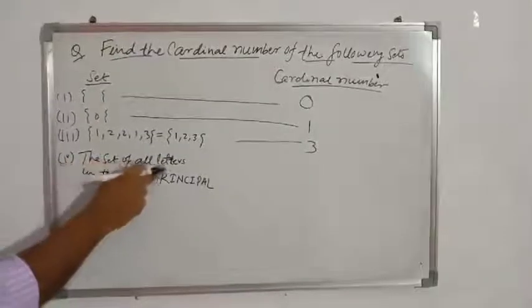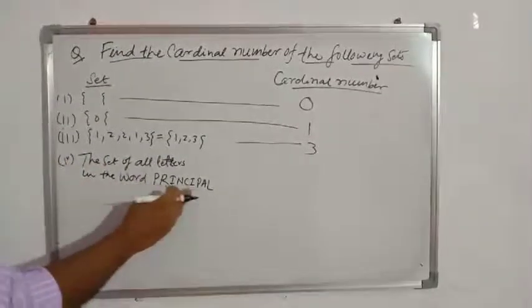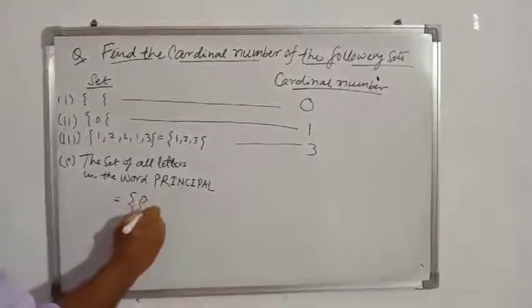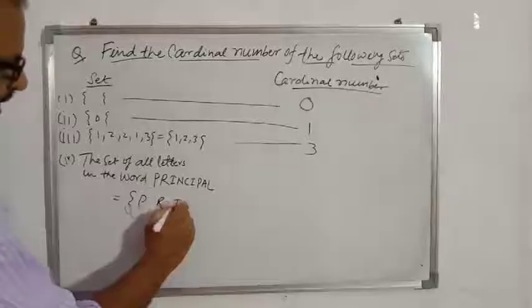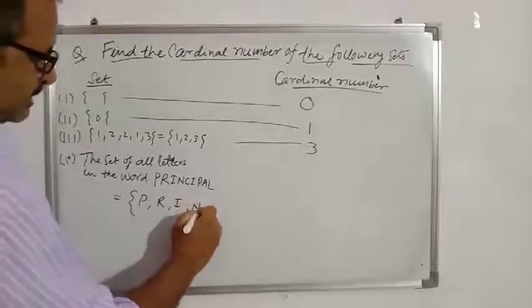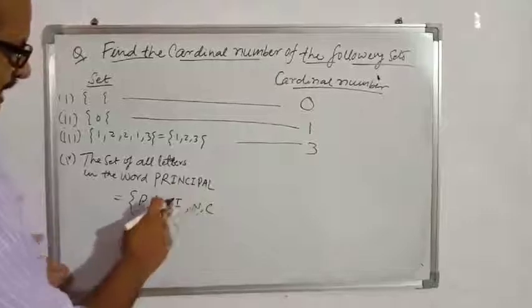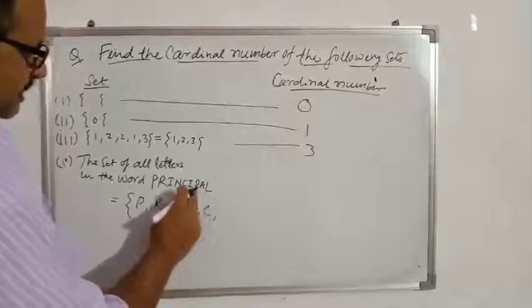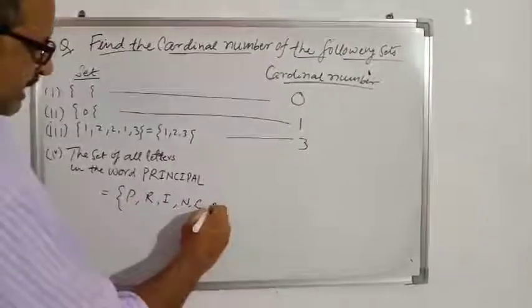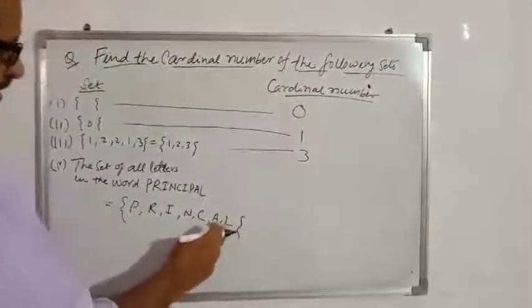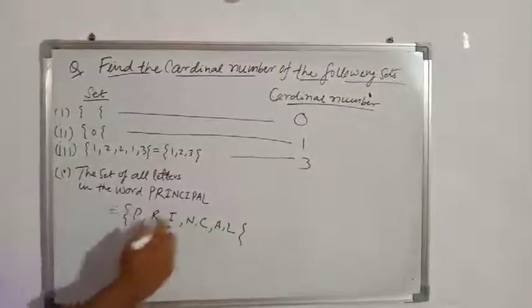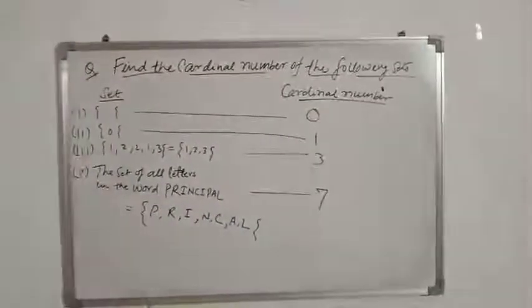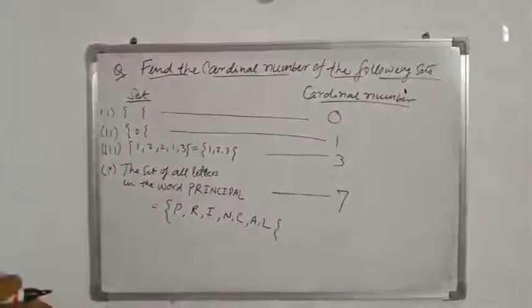Last one, the set of all letters in the word principal. So how many letters are there in the word principal? First letter is P, second one R, third I, next N, C, again I is coming. I have written I already. So we will not write I again. P is already written here. A, L. Count it 1, 2, 3, 4, 5, 6, 7. So its cardinal number is 7. So in this way we can find the cardinal number of a given set.